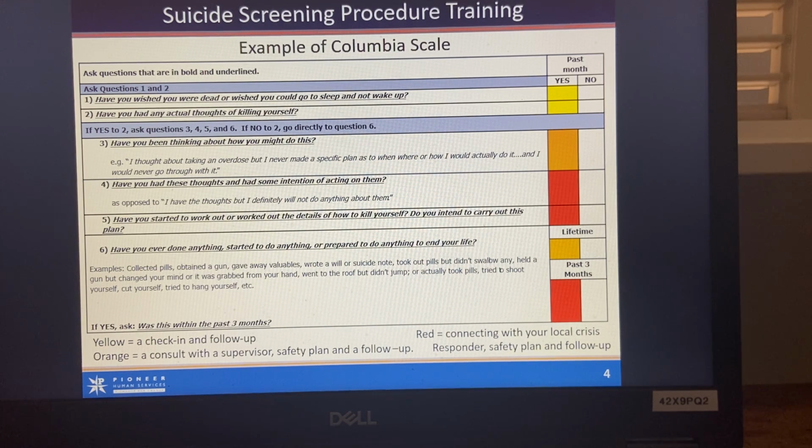If a client is in the 4 to 6 range and they are okay with completing a safety plan, those 30-minute visual checks will still need to happen. And at 24 hours, a safety plan and a redo of the Columbia scale will also need to be done to determine whether or not that risk level has decreased. And this will need to be done until the risk level is resolved.